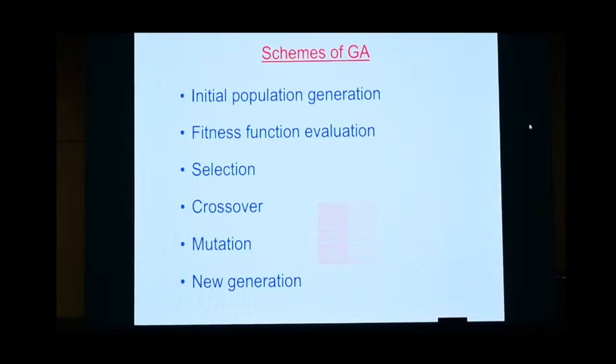Then the selection, the good solutions will be selected. In most cases, there are many selection methods, and you choose one method of selection. Then the two genetic operators are applied, crossover and mutation, to produce children for the next generation. So now you get a new generation, and the process will be repeated from the second step onwards.